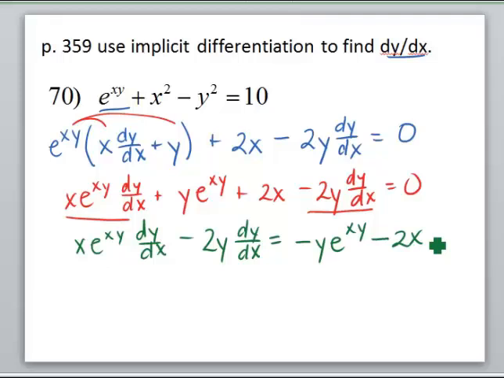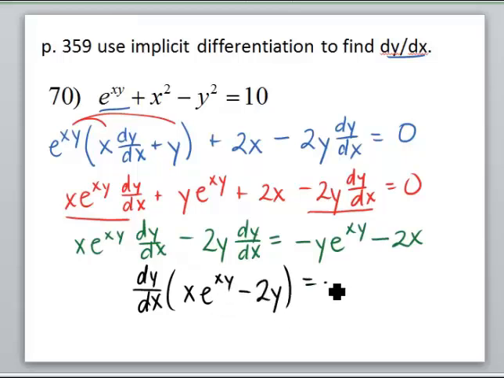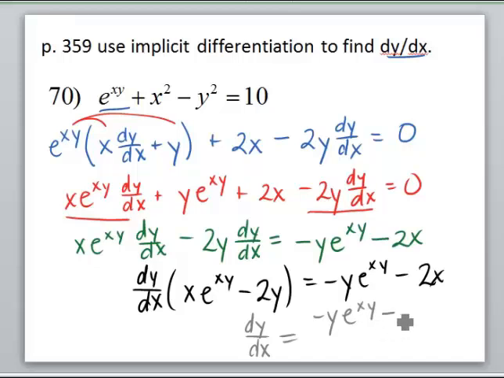And then the next part I'm going to do is factor out the dy over dx. So I have x e to the xy minus 2y equals the right-hand side. And now I just simply need to divide that off. So I end up with my final answer, dy over dx equals negative y e to the xy minus 2x, divided by x e to the xy minus 2y.